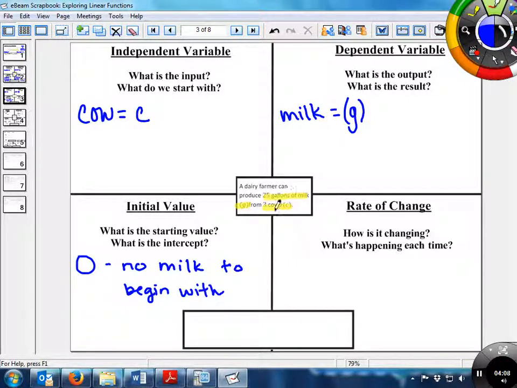And the rate of change, how am I changing each time? What's happening? So for every 25 gallons come from 3 cows. So 25 over 3 is what I would use as my rate of change or my slope. Again, we're going to use this last box to form the equation in the end.